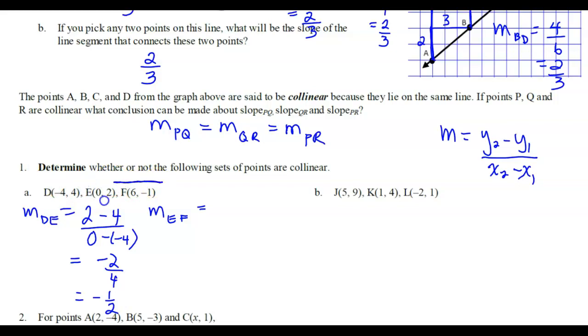So EF are these. So I'm going to go from the y value of my F minus the y value of my E over the x value of my F minus the x value of my E. Okay, and then simplify that. Rise over run, y over x. Yep. So it is EF. Okay, so that means these are collinear.